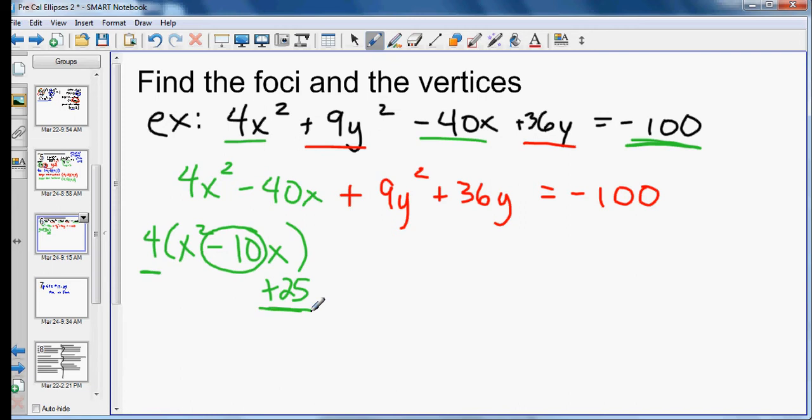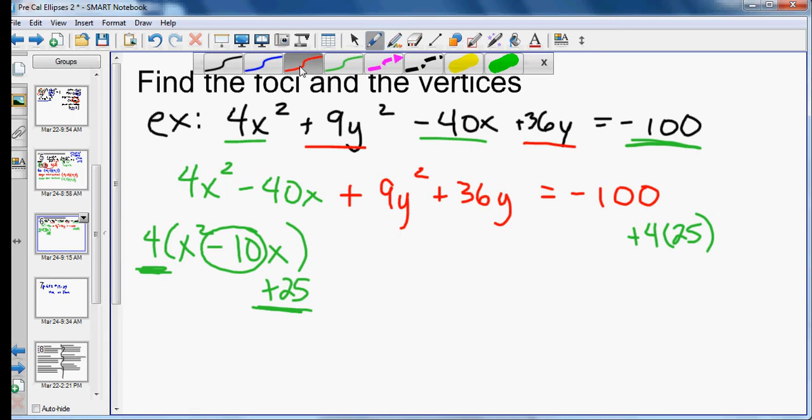Then for the y's, we'll do the same process. We'll factor the 9 out first. And then I will take this number, cut it in half, that's 2, square it, that's 4. So inside the parentheses, I'll be adding a 4. But to the whole equation, I'm really adding 9 times 4. So I'll have to do that over to this side. So I end up with 4 times x squared minus 10x plus 25 plus 9 times y squared plus 4y plus 4. And when you add all this together on the right hand side, you should just get 36.